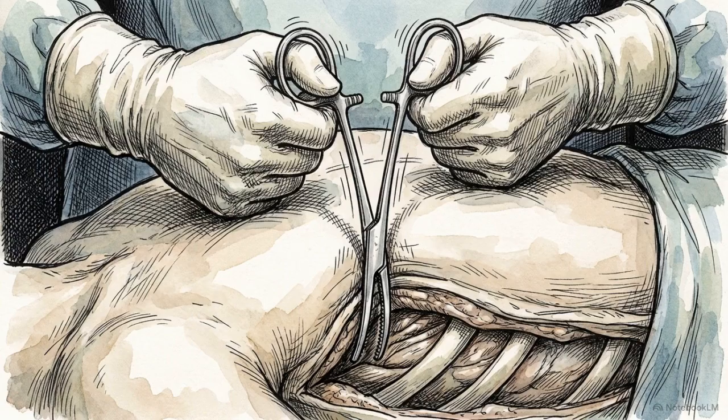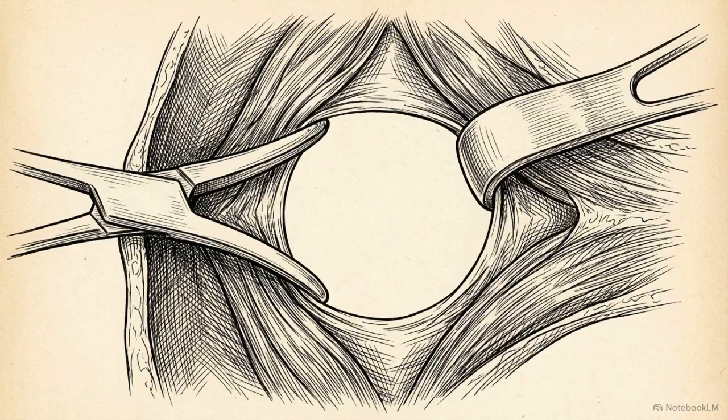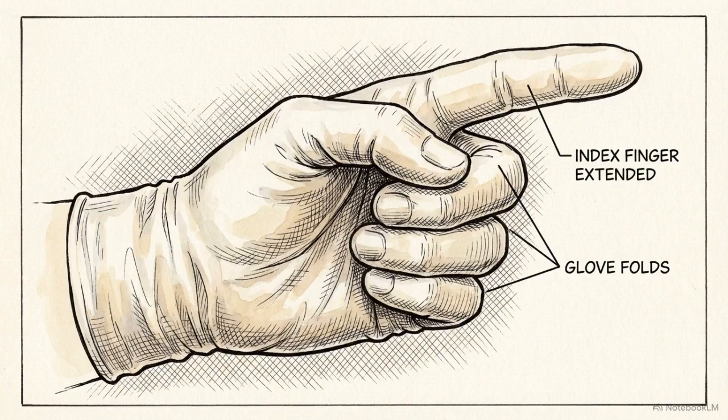You maintain that pressure until you reach the tactile endpoint, a distinct mechanical pop as the blunt clamp pushes through the parietal pleura. Immediately, you spread the jaws of the clamp to dilate the muscular tract without cutting the tissue. This brings us to the mandatory constraint of the entire procedure, the 360-degree digital sweep.